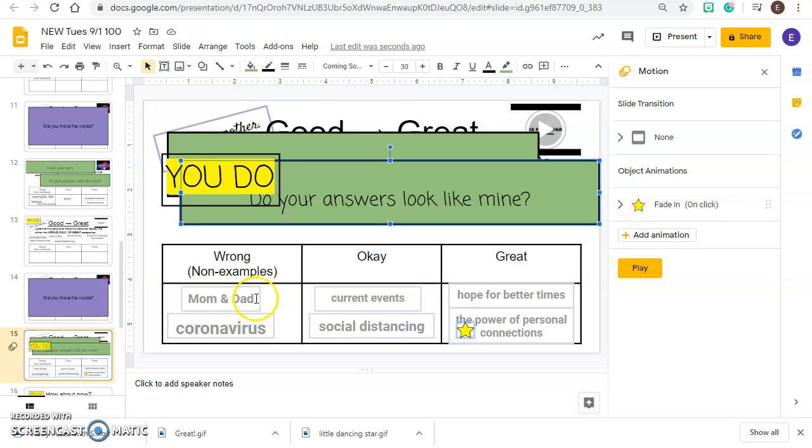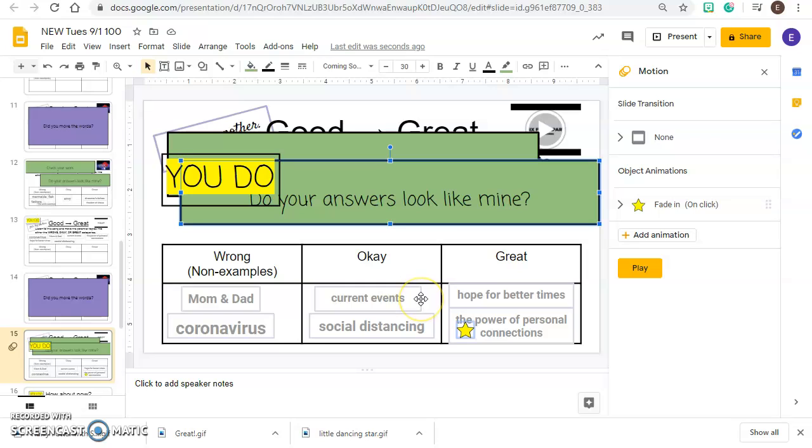Although mom and dad are mentioned in the song, it is not a song about mom and dad. They are not the main subject, so that is a non-example. This one you have to think about too. This is kind of a tricky one. Although the song is a product of the coronavirus and it is discussing something that has happened because of that, this concept directly is never mentioned. It's not about, for instance, naming some symptoms of the coronavirus. It is not about that subject. So I would say that that is a non-example.